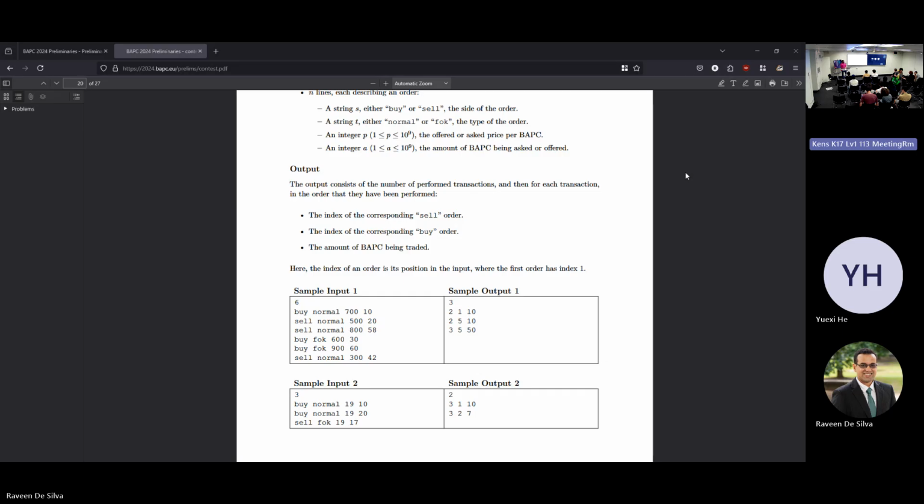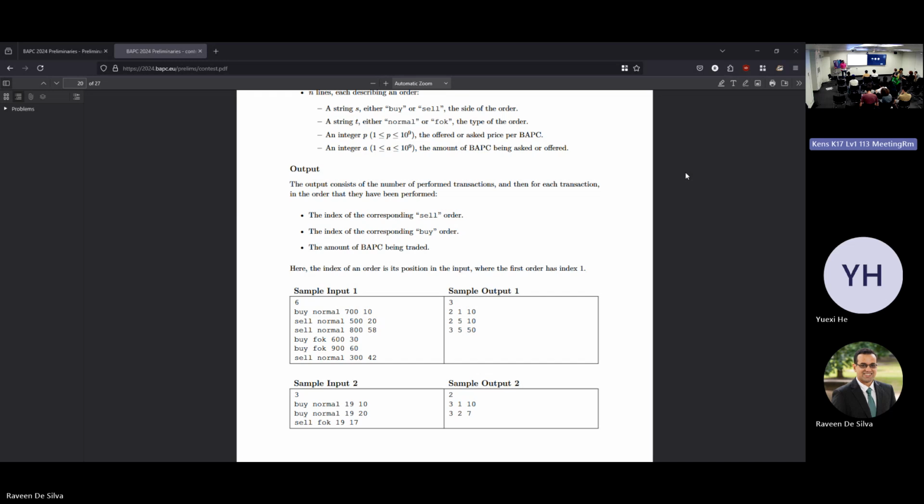How much is available? Well, there's 10 available at price 500, which is okay, but the other 58 that are available are at a much higher price. And because it's a fill or kill order, either you buy all 30 or you do nothing. You throw it out. And so in this case, there are not enough sellers to sell you 30 at 600 or less. So you discard the order.